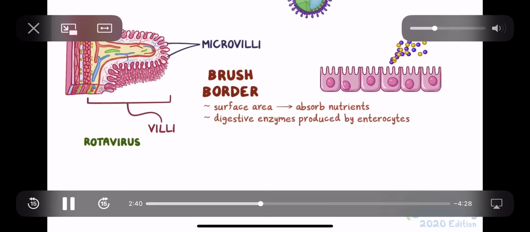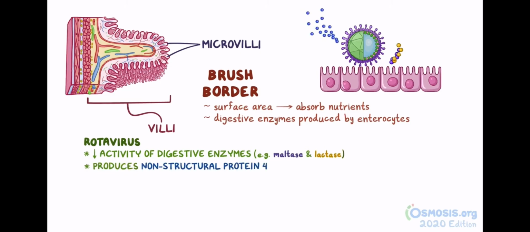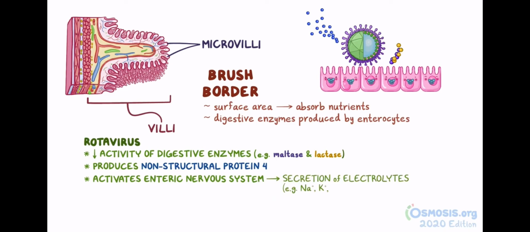Rotavirus lowers the intestine's ability to absorb nutrients by decreasing activity of digestive enzymes, like maltase and lactase, and by producing a viral protein called non-structural protein 4. NSP4 damages villi by inducing apoptosis, or cell death, of mature enterocytes, which are replaced by immature enterocytes that are less effective absorbers. Rotavirus also activates the enteric nervous system, which is the division of the autonomic nervous system that helps regulate the activity of the GI tract. And this triggers secretion of electrolytes, like sodium and potassium ions, as well as water, into the intestinal lumen.